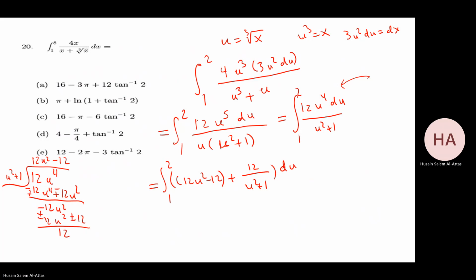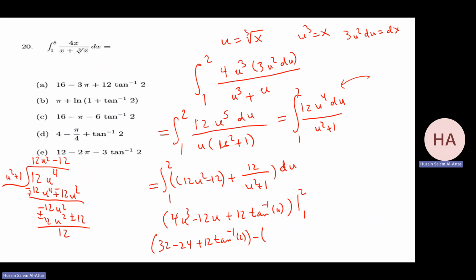That gives me 12u squared integrates to 4u cubed, minus 12u, plus 12 tan inverse of u, which is very clear. This is from 1 to 2. I need to be careful. I think I need the space, so let me do it here. 4 times 8 is 32, minus 24, plus 12 tan inverse of 2, minus, substitute the 1, you have 4 minus 12, tan inverse of 1, that is pi over 4, plus 12 times pi over 4.